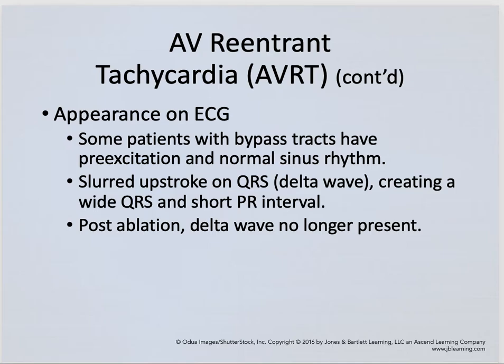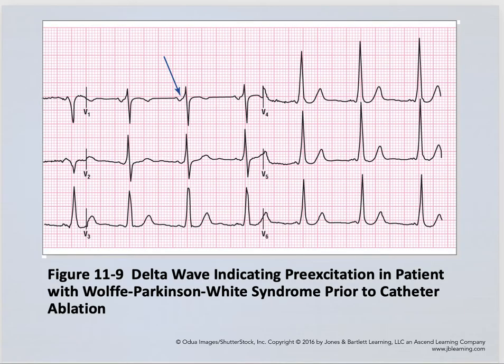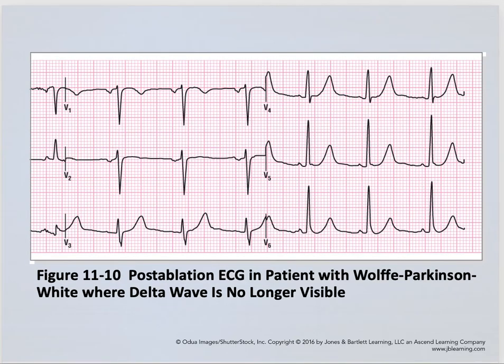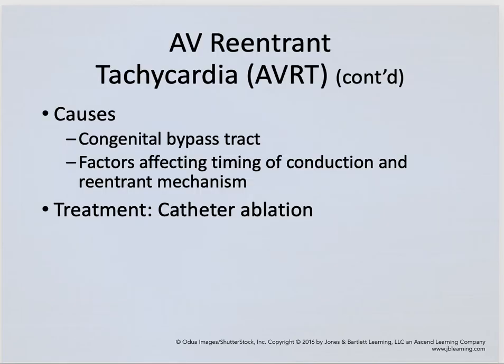Post-ablation, if they go in there and cauterize under a cardiac catheterization, oftentimes the delta wave will go away and is no longer present. This is what I was trying to explain, right? The delta wave indicates what we call pre-excitation in patients with Wolff-Parkinson-White syndrome before they have the catheterization. Looking at the delta wave, the P wave, and the QRS complex, and then post-ablation, after they go in there and fix it, on the EKG the delta wave is no longer visible. That's the difference in how the firing happens.